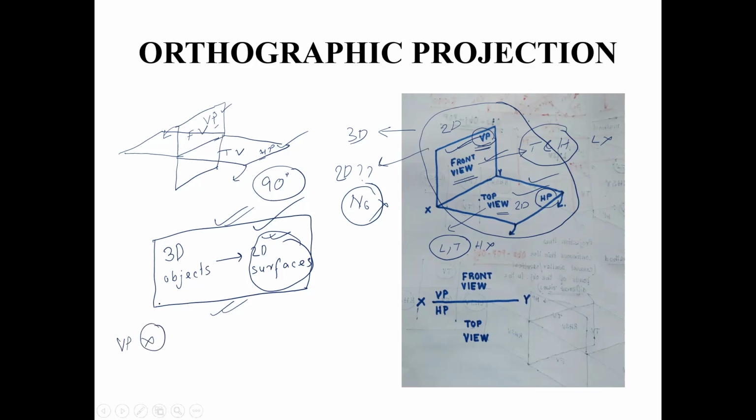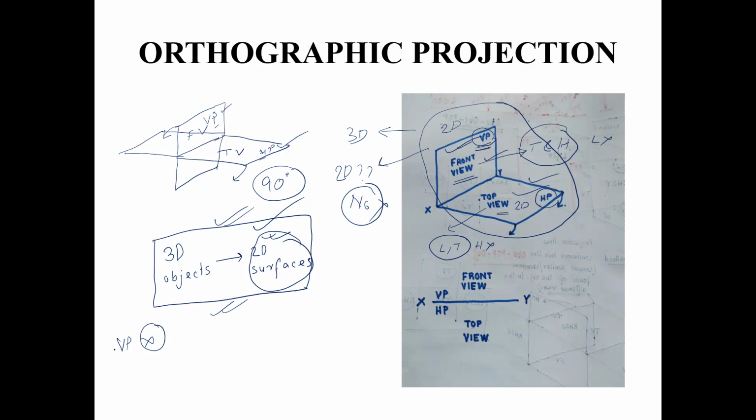Why am I interested in rotating one of the planes? This is because I want to bring all the views into the same plane. Because my target is to represent all details of the three-dimensional object on the same plane, on a single two-dimensional surface. That is the objective with which I started off in my journey. So in order to bring all the details on the same two-dimensional surface, I have to rotate either the vertical plane and get it aligned with the horizontal plane, or rotate the horizontal plane and get it aligned with the vertical plane.